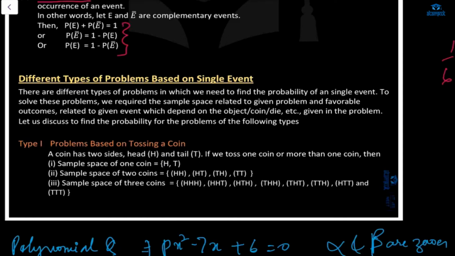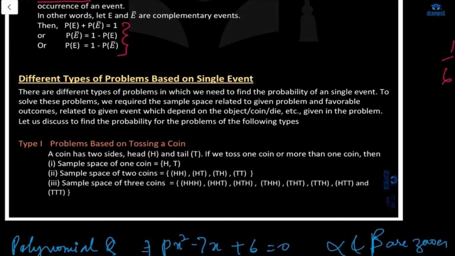Okay, so problem based on tossing a coin. When you're tossing a coin, everybody knows that when we are tossing an unbiased coin or a fair coin, then we have two outcomes of this event. Okay, that is, one is the head, one is the tail whenever we are tossing a coin. Okay, so the sample space will contain H and T.